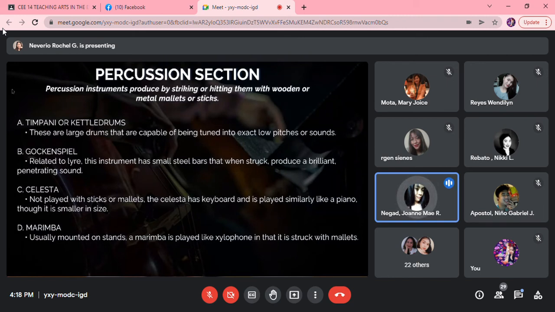Next is celesta. Not played with sticks or mallets, the celesta has a keyboard and is played similarly to a piano, though it is smaller in size. So, dito sa celesta, para siyang piano pero maliit lang siya na version ng piano. So, it produces a delicate metallic sound. So, ang pinoproduce niya dito is metallic sound dito sa celesta.